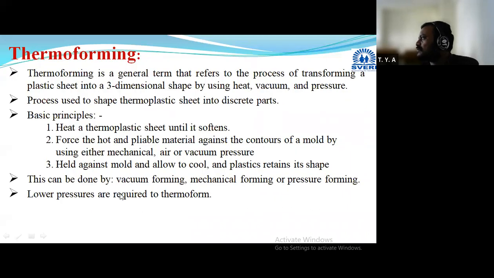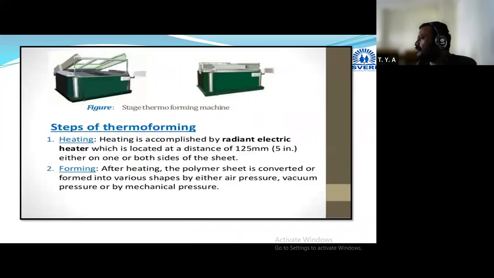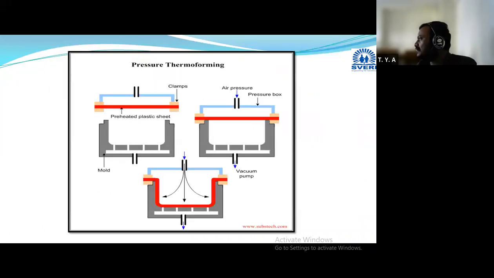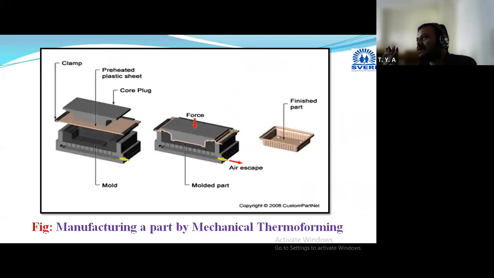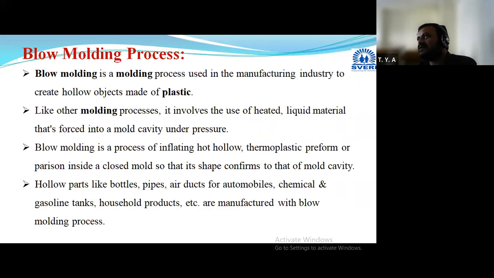Then the thermoforming process, today only we have discussed it. From sheet, we are manufacturing 3D components by application of heat initially and then pressing it by using air medium, vacuum medium, or by mechanical pressure. There are some advantages and disadvantages, we can go through them.